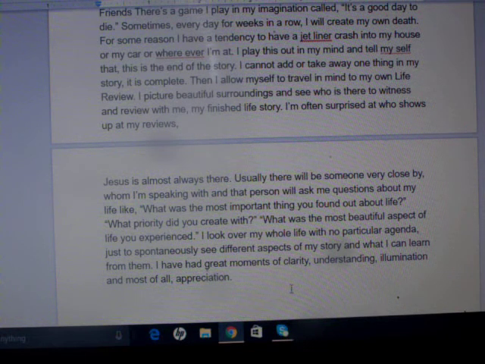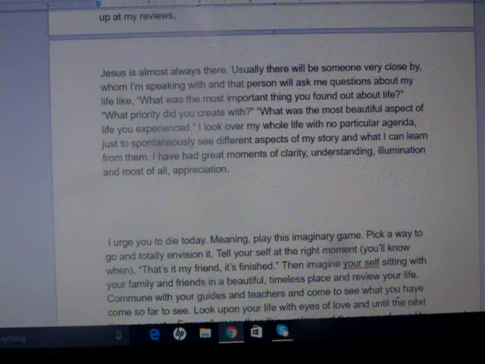What priority did you create with? What was the most beautiful aspect of life you experienced? I look over my whole life with no particular agenda, just to spontaneously see different aspects of my story and what I can learn from them. I have had great moments of clarity, understanding, illumination, and most of all, appreciation.